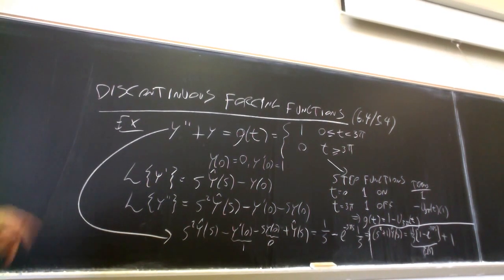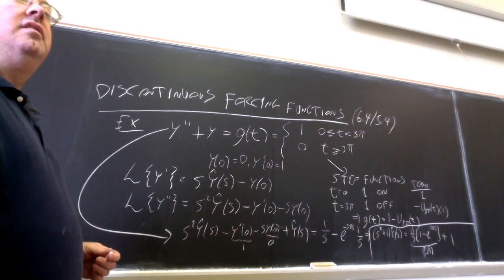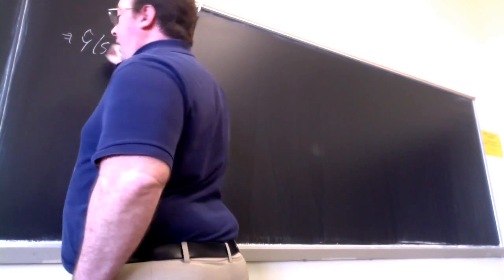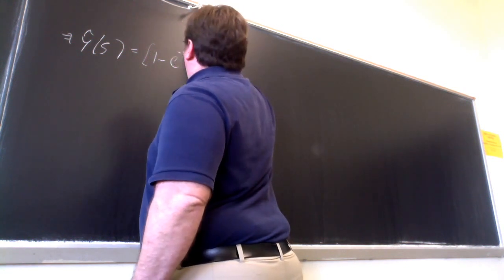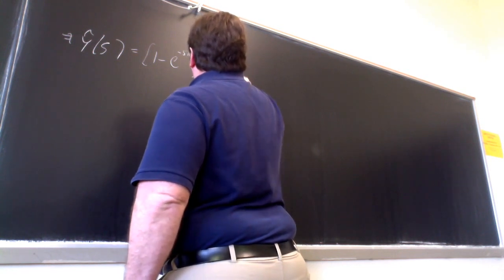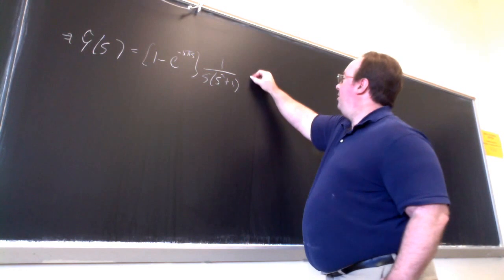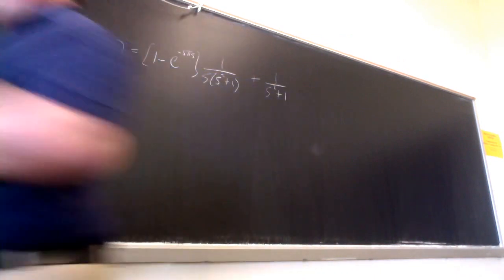And now we can just go ahead and solve for y hat of s. Any questions up to this point? So then here we just divide both sides by s squared plus 1. So then I have 1 minus e to the minus 3 pi s, times 1 over s squared plus 1. And then we have plus 1 over s squared plus 1. Okay.